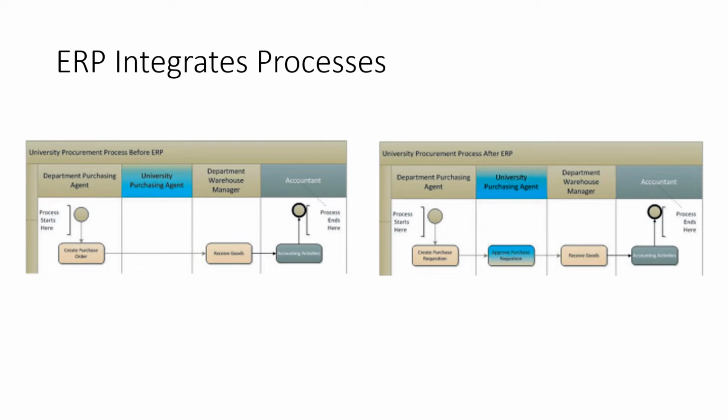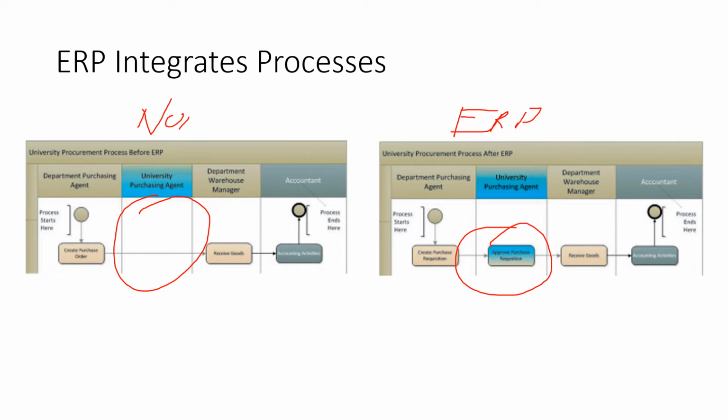ERP works by integrating multiple processes together. As we look at these two pictures, we can see that there is a blank spot in the first area where it says University Purchasing Agent, and over here, there's now this. These are just the two differences between having an ERP system, which is this one, and none. The ERP system simply allows for this University Purchasing Agent area to automatically be alerted whenever somebody wants to buy something.